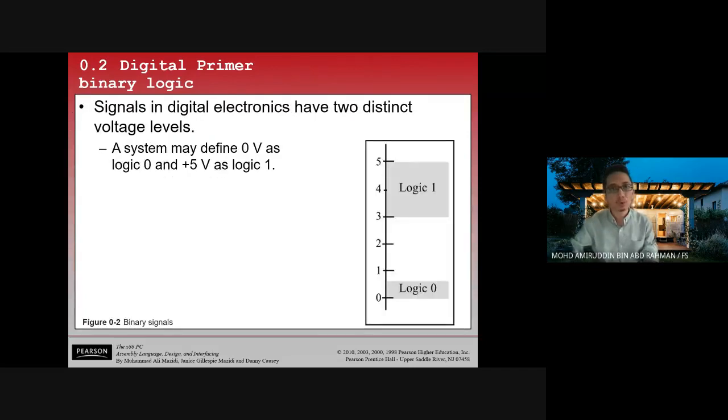So the signals in digital electronics have two distinct voltage levels. A system may define 0 volts as logic 0 and plus 5 volts as logic 1, because you know that the computer operates only on binary digits. But how do you start the computer? You start the computer by using an electrical signal, right?